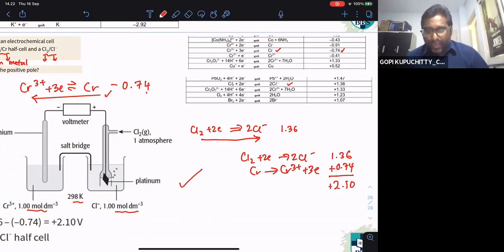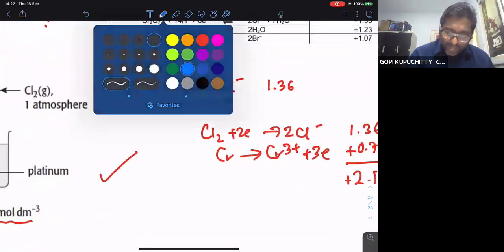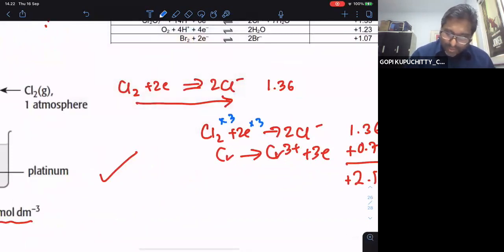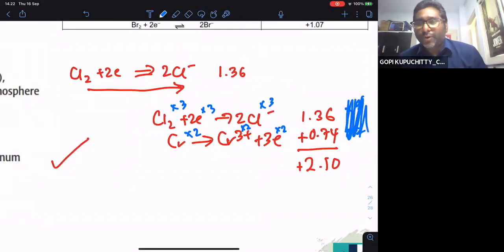And for this one, do I need to times this one by 3, times by 2? Do I need to times by 3, times by 2? The answer is no, no need. Don't do that.